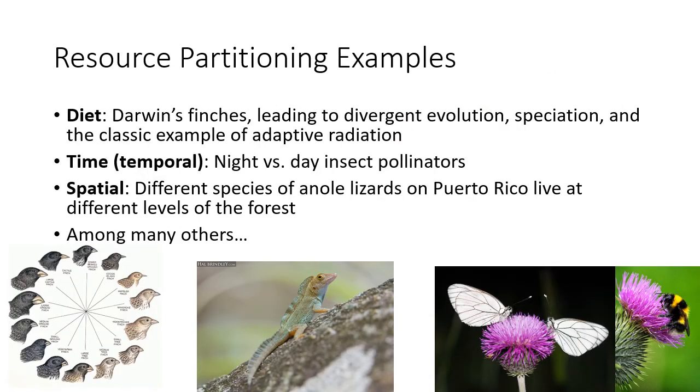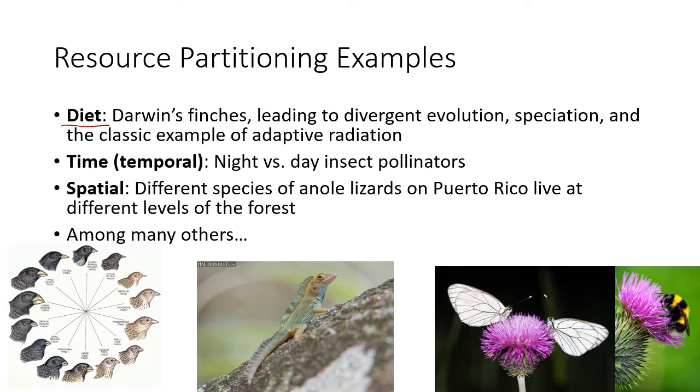So some examples of niche partitioning. I have 3 classes of examples and 1 example for each class, but the first one that we'll talk about is diet. The example that I have is Darwin's finches. All of these different finches are specialized for a specific diet based on their beak size and their body shape, and they have partitioned these resources. There's only so much food on these islands, and none of these finches are adept at eating absolutely everything, but some of them are specialized to eating small insects on the wing, some of them are specialized to eating cactus fruits, some of them are specialized to eat large seeds.